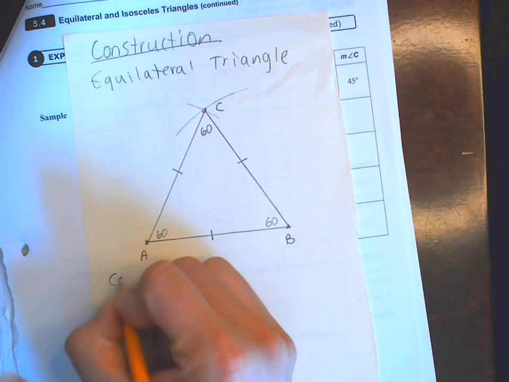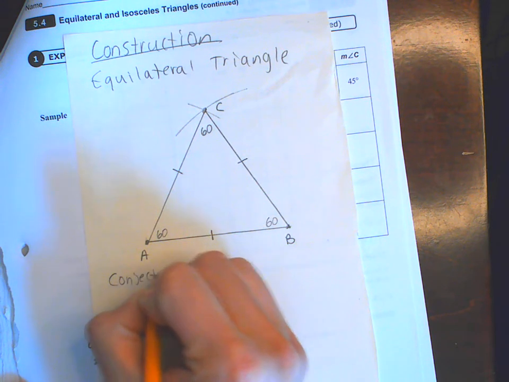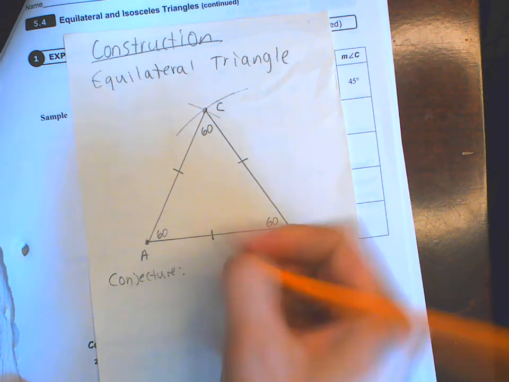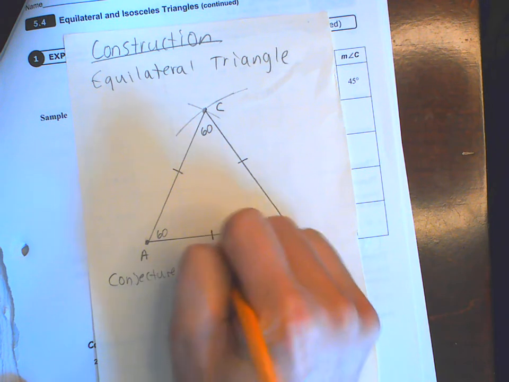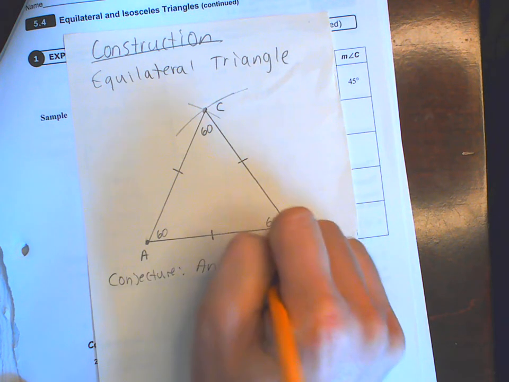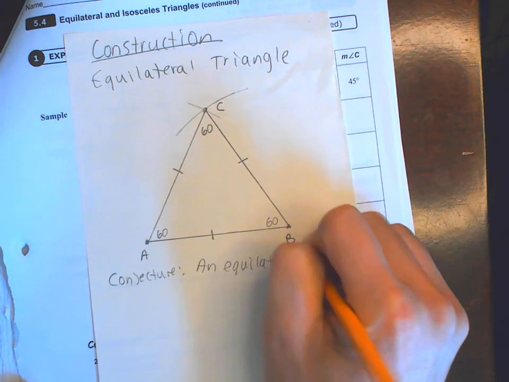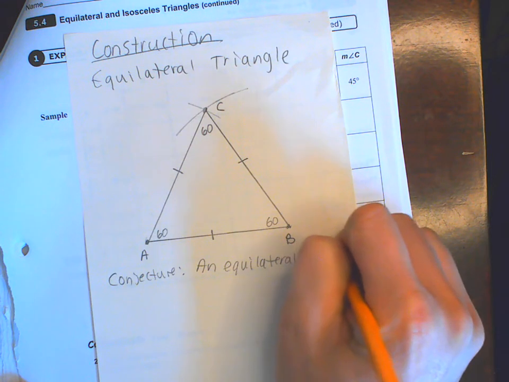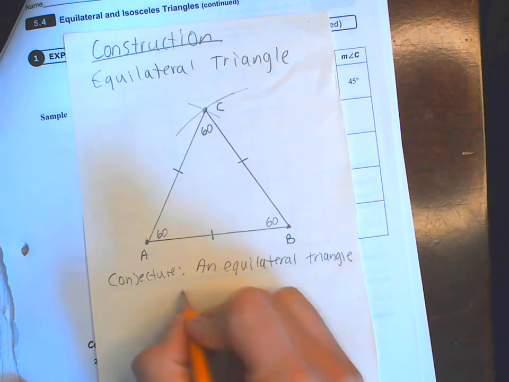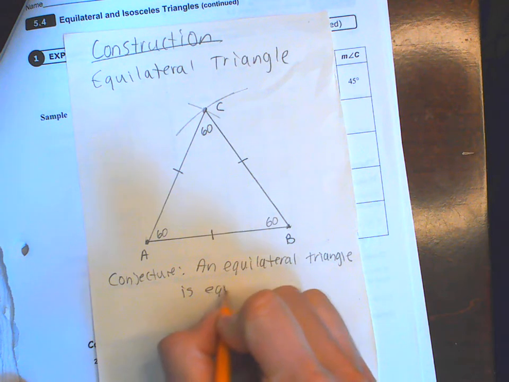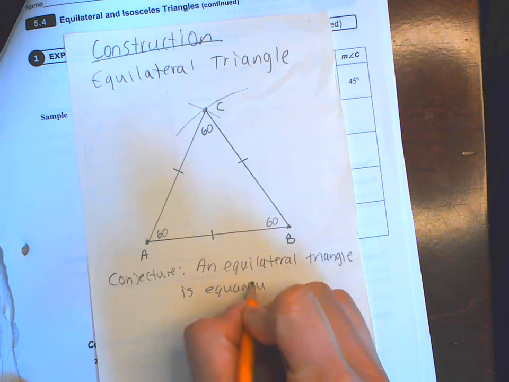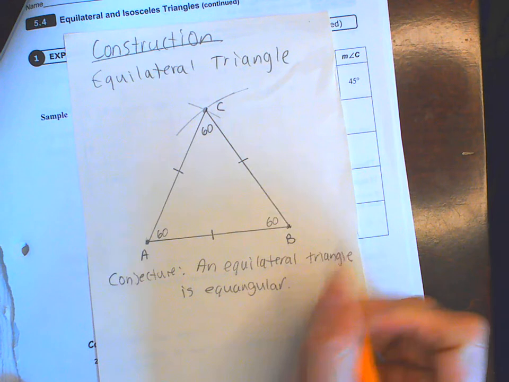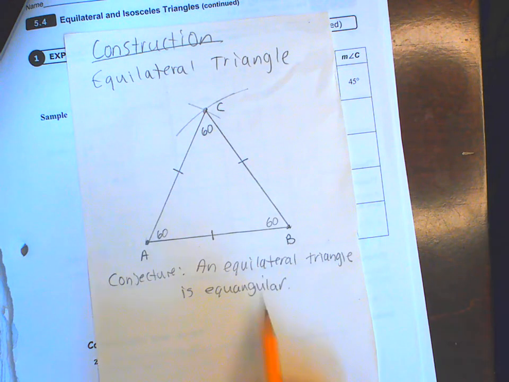So our conjecture is that an equilateral triangle is equiangular. Okay, equilateral, equal sides, equiangular, equal angles. That means all of these are 60 degrees.